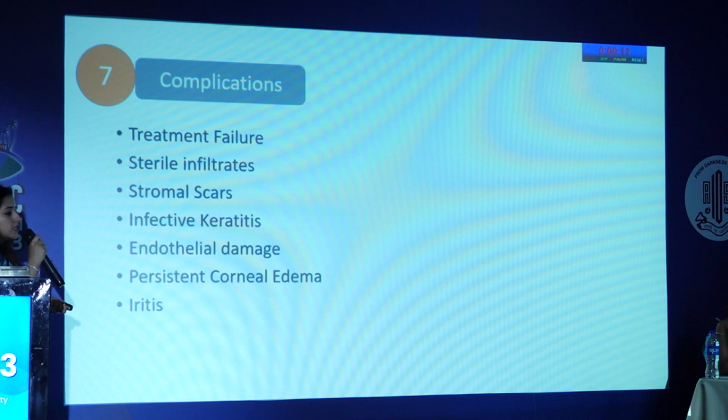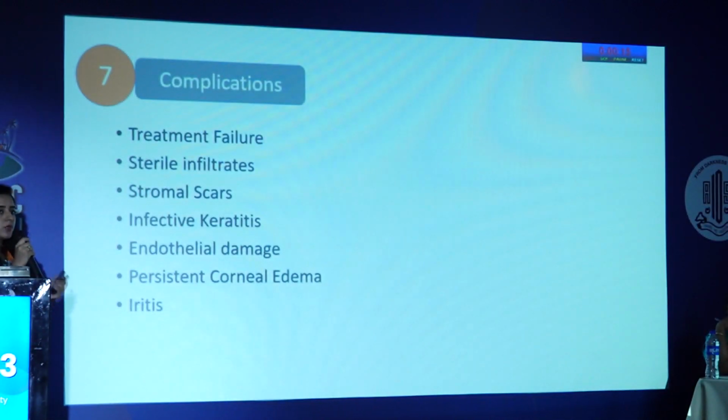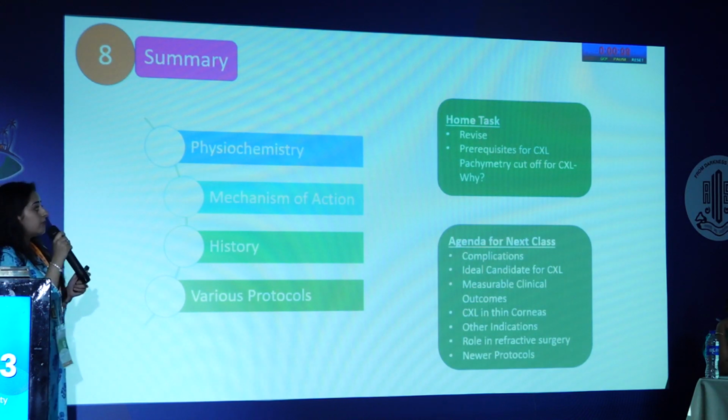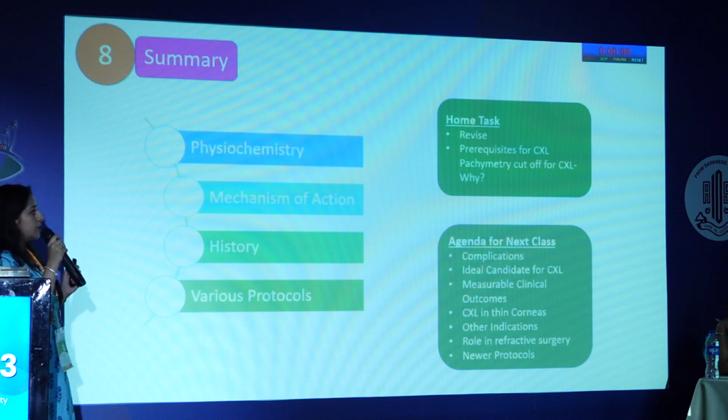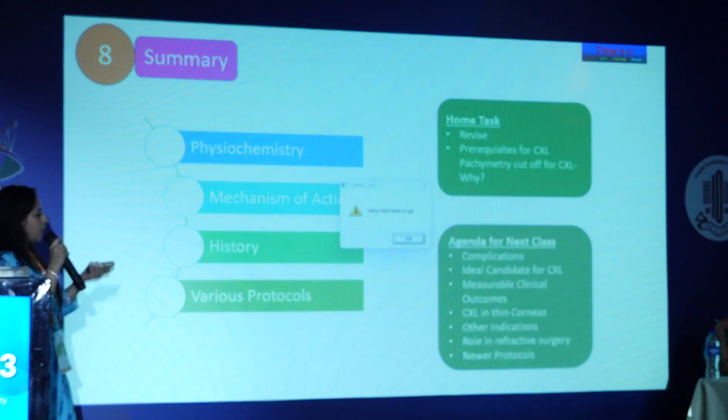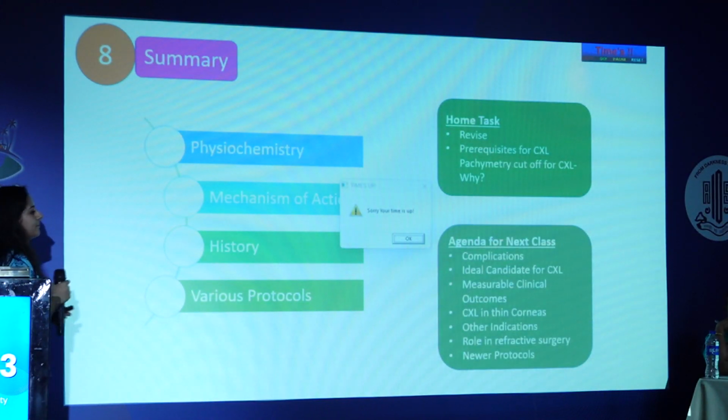So these are the complications which I would skip because of paucity of time. We'll discuss this in the next class. And I would give a home task. First is to revise, and next is to read about the prerequisite for CXL, especially a pachymetric cutoff, which is very specific and there's a reason behind it. So please read about it. We'll discuss that in the next class along with other topics. Thank you.